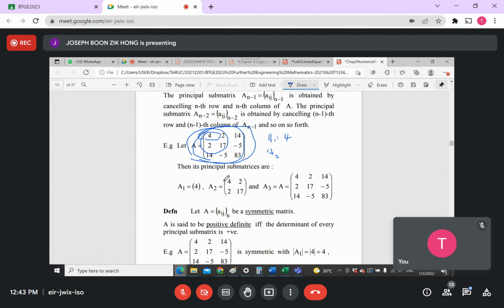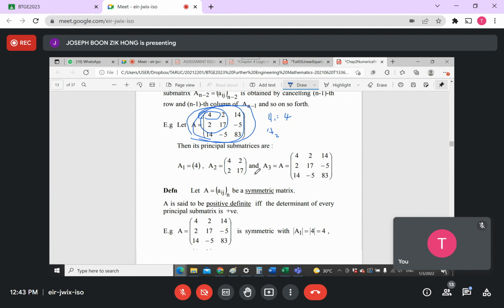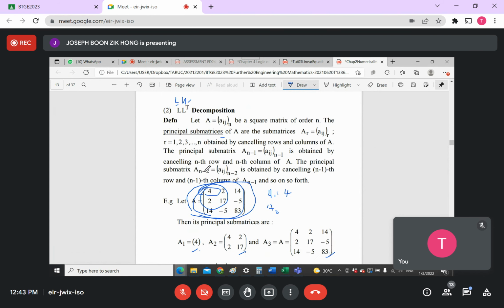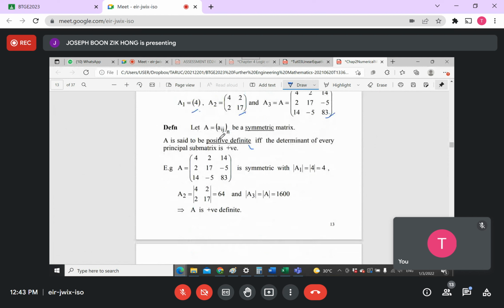Now the definition. We say it is positive definite if the determinant of every one of these principal submatrices is positive. Only if it is positive definite can you use LLT decomposition. In this example, A1 is 4, A2 is 4 times 17 minus 2 times 2, which is 64, and A3 is 1600. Everything is positive, so we say A is positive definite.